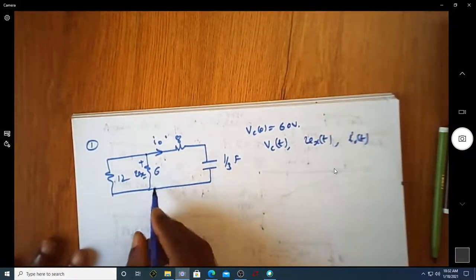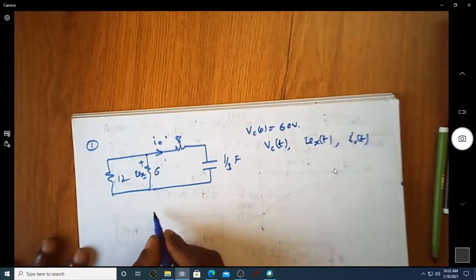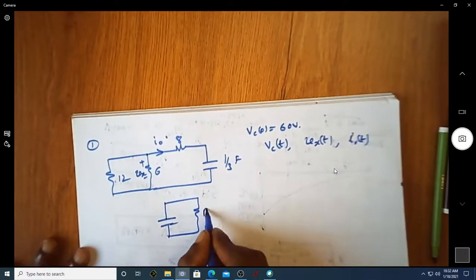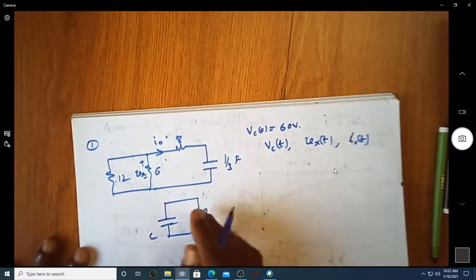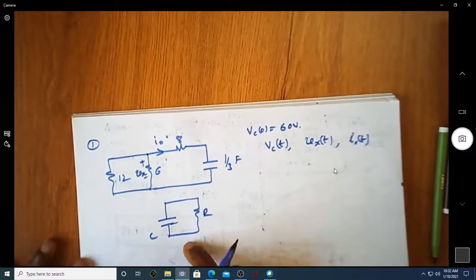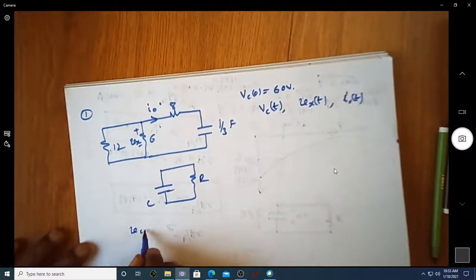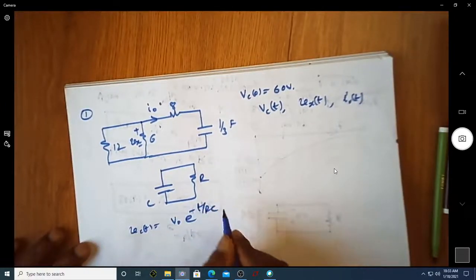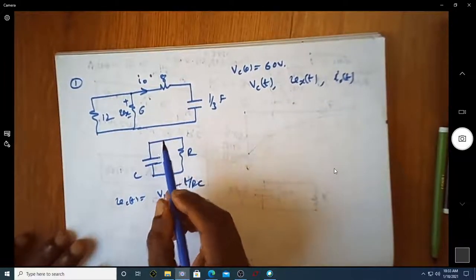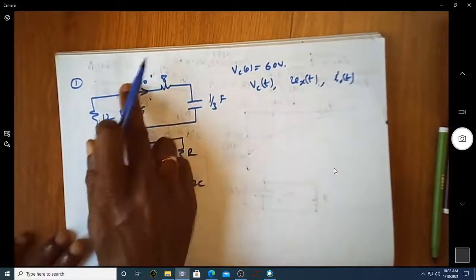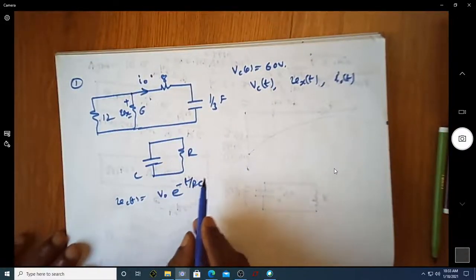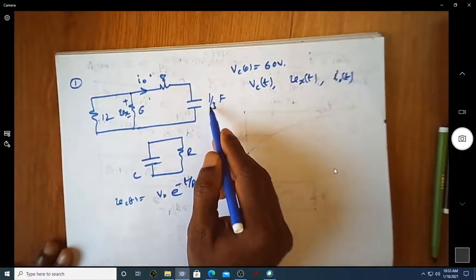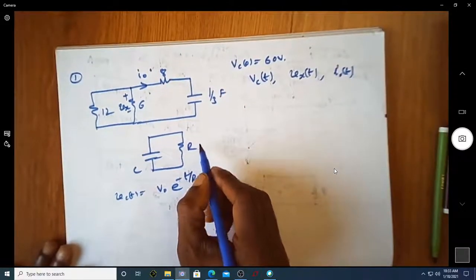For this particular problem, we know this type of equivalent circuit. This is RC, and if I am able to bring the given circuit onto this form, then I can use the expression VC of t is equal to V0 e power minus t by RC. So first and foremost, we have to bring this circuit into this form, and then find the value of R, and of course the C value is already given.